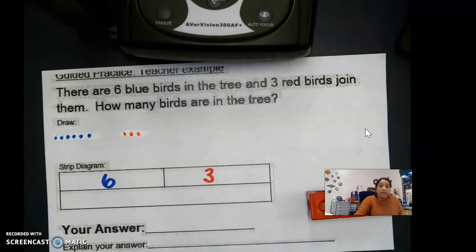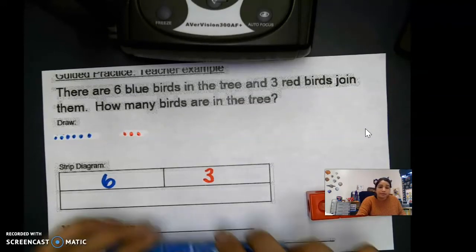What are we doing in this word problem? Are we adding, joining? Or are we separating, subtracting?